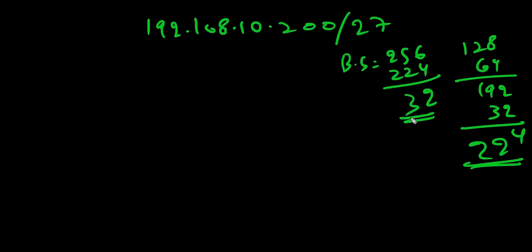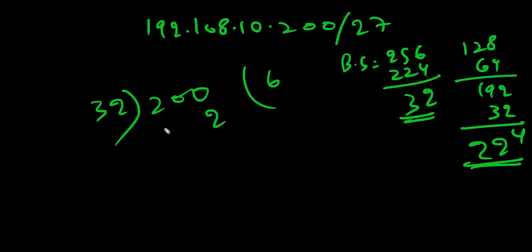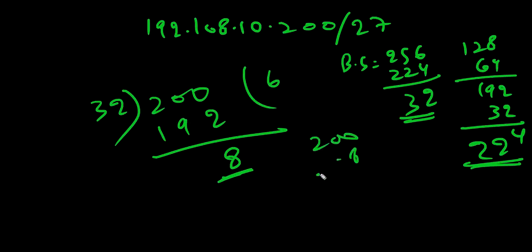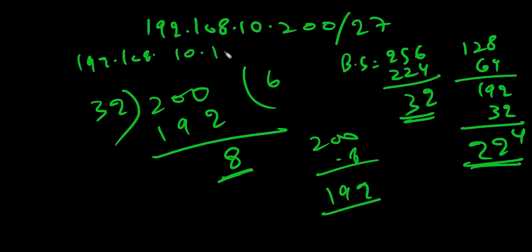Now let me divide 200 by 32. So 32 six times is 192, right? Again I am getting 192. So what value will I get over here? I will get 8. So I am getting 8. Yes, subtract it. 200 minus 8, 192. Again, you are getting the network ID 192, right? So which network does this IP address belong to? Network 192.168.10.192. Am I right?